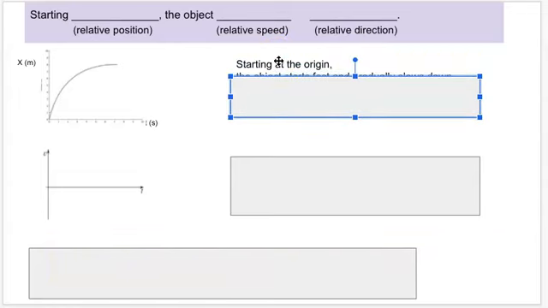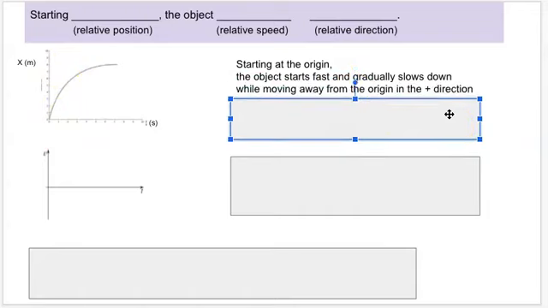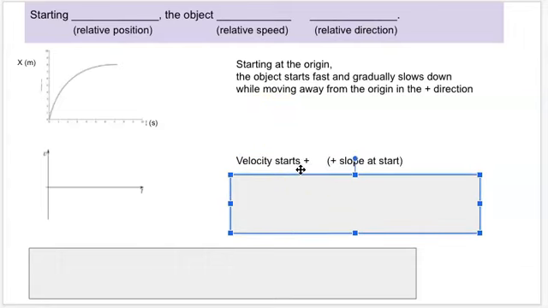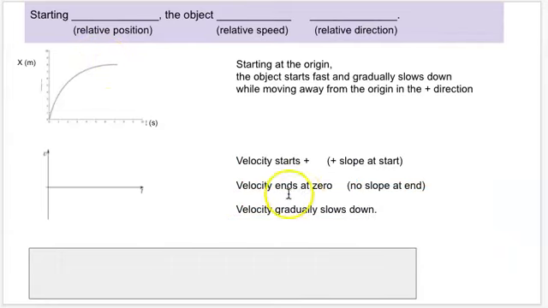So this object starts at the origin. It starts fast because I have a steep slope, and it gradually slows down. And it's doing that while moving away from the origin. This is where it started. It's moving away from the origin in the positive direction. So what does that tell us more explicitly about velocity? The velocity starts positive, because we have a positive slope at the start, and the velocity ends at zero, because the slope becomes horizontal. There's no slope at the end. And the velocity gradually slows down in between.